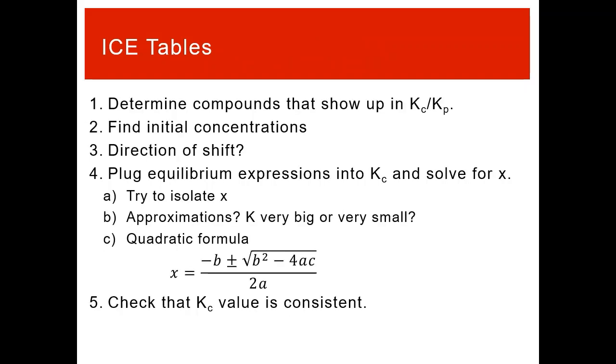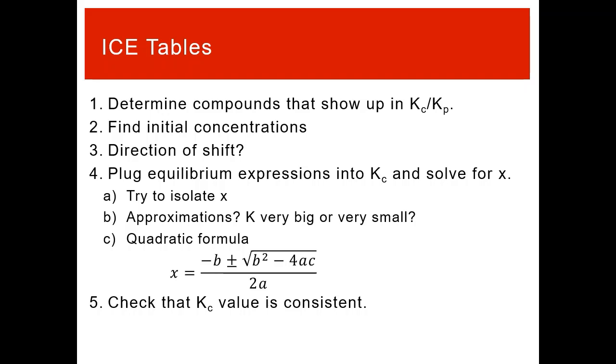So with this together, we can put together an overall strategy for when we're dealing with ICE tables. You set up your ICE table. First, you look at the reaction and figure out which of the compounds or substances show up in Kc or Kp. You don't need to worry about solids and liquids, right? Get those initial concentrations. Figure out the direction of the shift. Look for things that are missing initially because it has to shift to replace that, or use your reaction quotient.